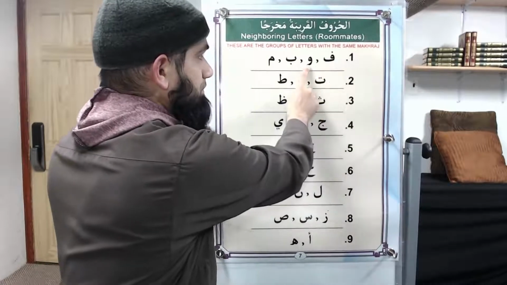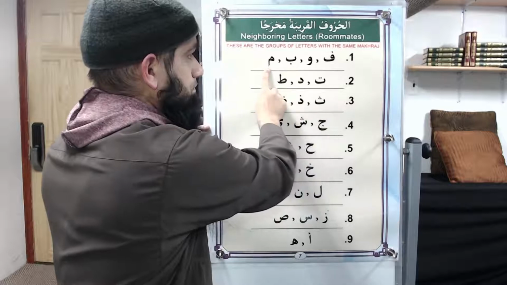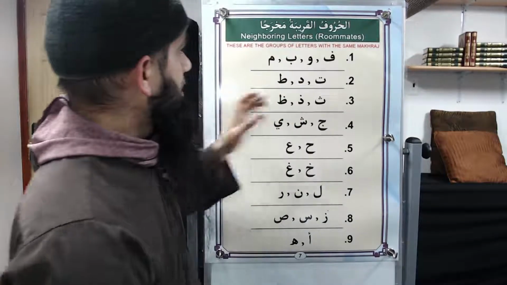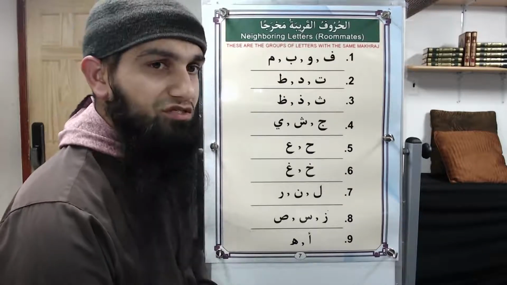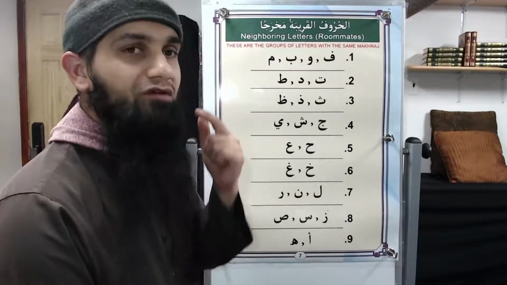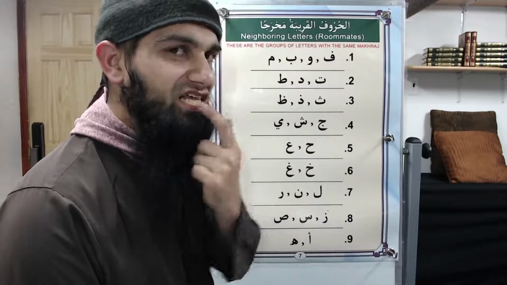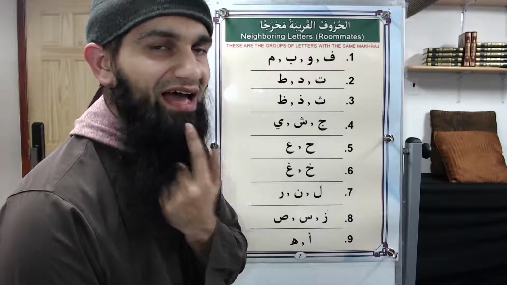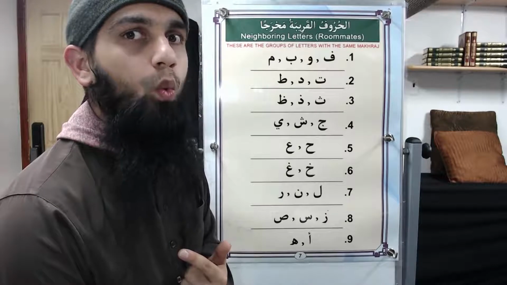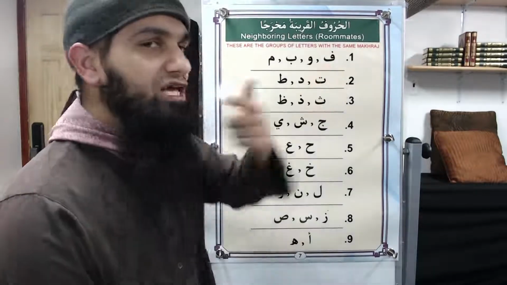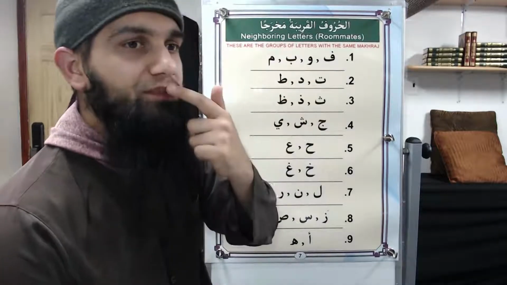Fa, Waw, Ba, Mim. Okay. What is similar between these letters? Well, their makhraj, their home, and that is they all come from the lips, right? Fa uses the teeth and the bottom lip. Wa, wow, you use both lips only.